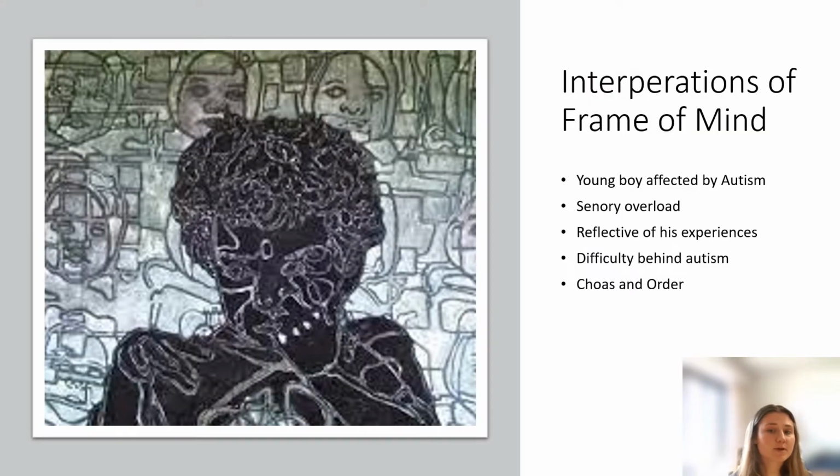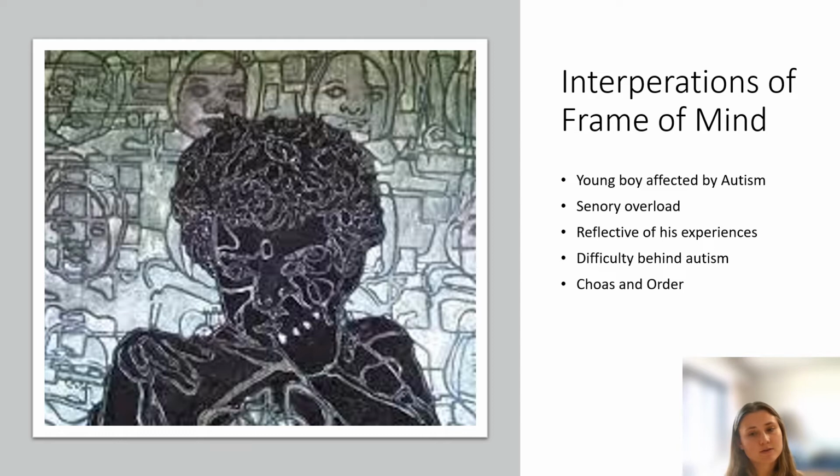So let's look a little bit more into the interpretations of Frame of Mind. This is clearly a young boy affected by autism, and this could be representing Ray David as a young boy growing up with this disorder. He's in sensory overload, which is very common among people who struggle with autism, especially being young and figuring out what he can and cannot do. This is reflective of his personal experiences because in his papers he references the feeling of discomfort, feeling out of place, and this painting also represents the difficulty behind autism.